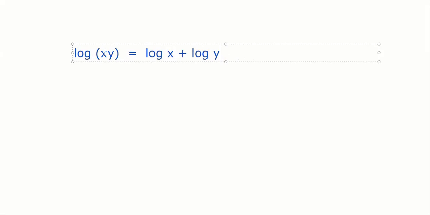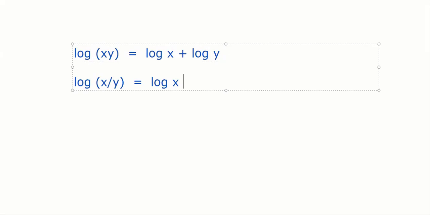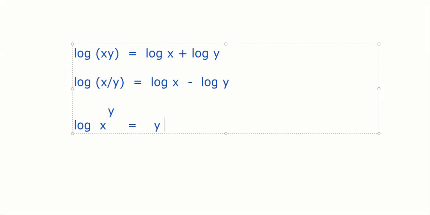Log of the base is the same. So log of xy, there is a product here, so it becomes log of x plus log of y. But if it is log of x by y, it means log of x minus log of y. If it is log of x to the power y, as I explained in my previous question, it simply means y comes as a multiple and it becomes y times log of x.